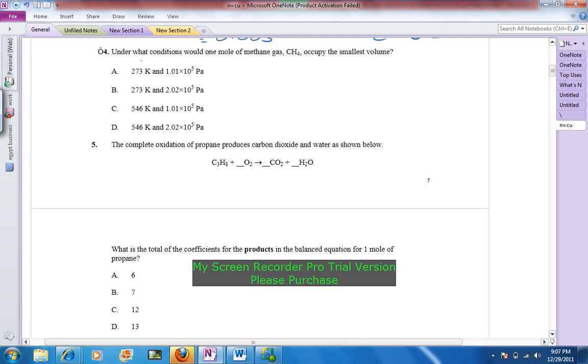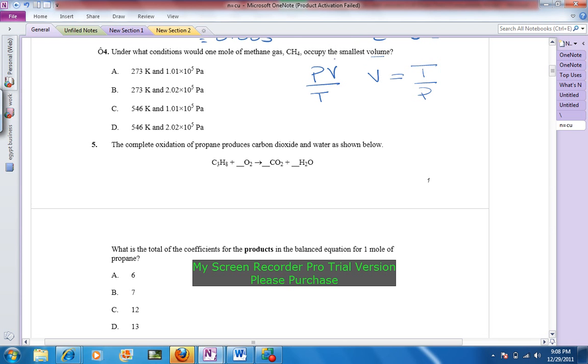Number 4: under what conditions would 1 mole of methane gas occupy the smallest volume? From the gas laws, you know that PV over T is constant. They're asking about volume, so if you take everything else to the other side, volume equals T over P, which means volume is directly proportional to temperature and inversely proportional to pressure. The more temperature you have, the more volume you have. The less pressure you have, the more volume you have. That makes sense if you think about it logically.